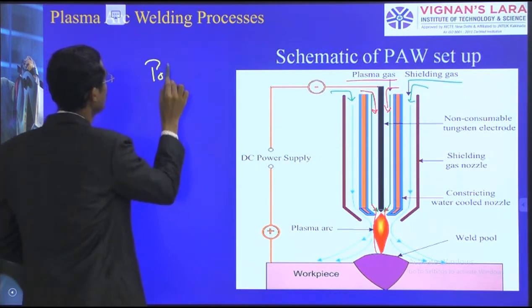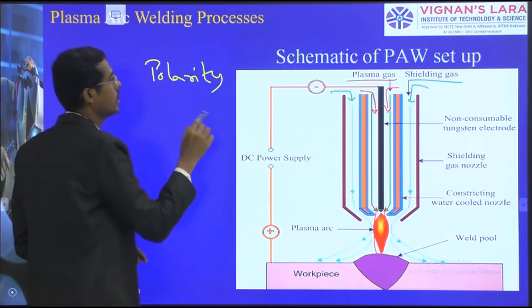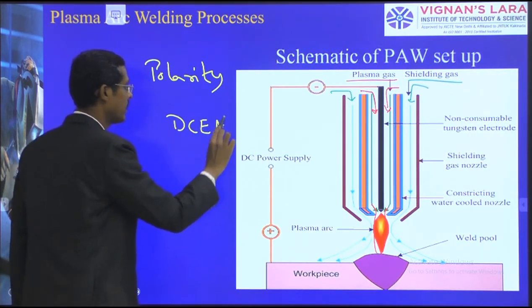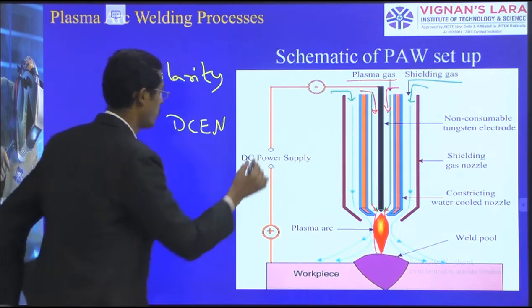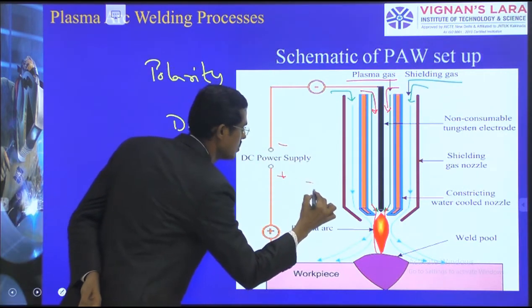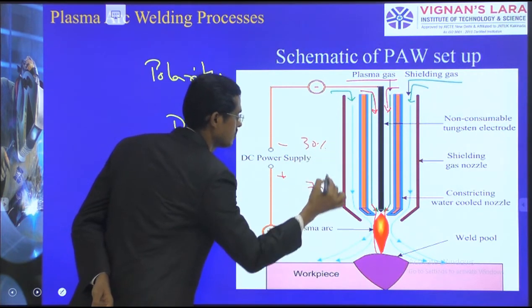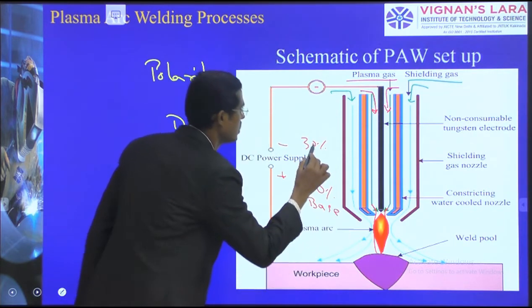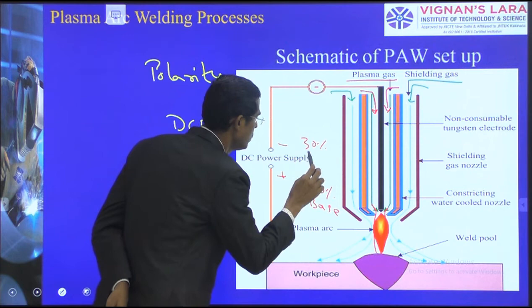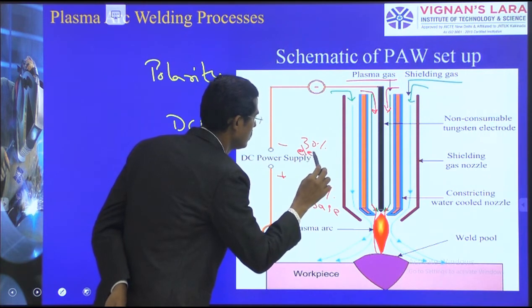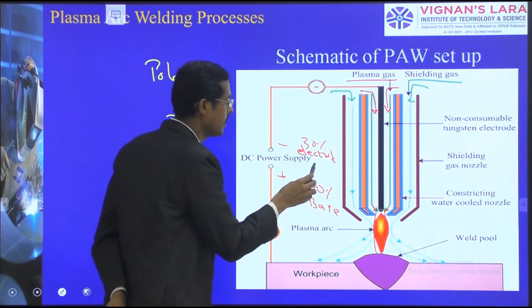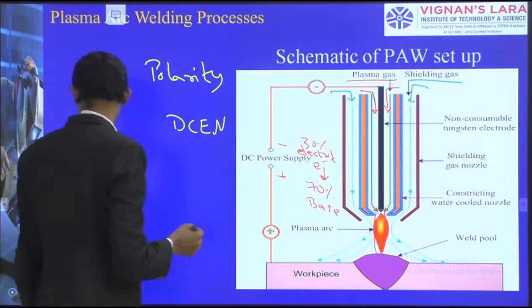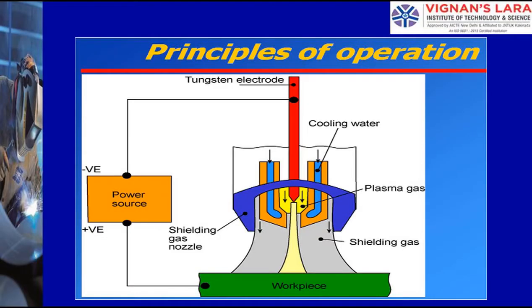About the polarity: we are using a non-consumable electrode. Therefore, direct current electrode negative is given here, minus and plus, 70 and 30 percent. 70% on the base and 30% on the electrode. The melting happens and the electron flow comes in the downward direction, and it can be welded.